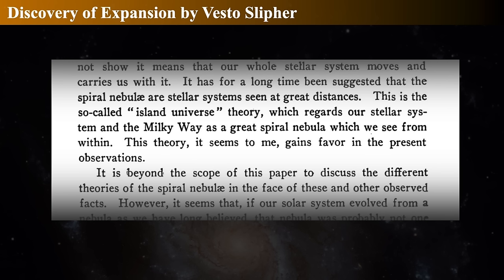And he stated this unequivocally, saying, "This is the so-called island universe theory, which regards our stellar system and the Milky Way as a great spiral nebula from which we see within. This theory, it seems to me, gains favor in the present observations. It is beyond the scope of this paper to discuss the different theories of the spiral nebulae in the face of these and other observed facts." He just didn't have the information on distance in order to continue this, and this was his concluding paragraph.